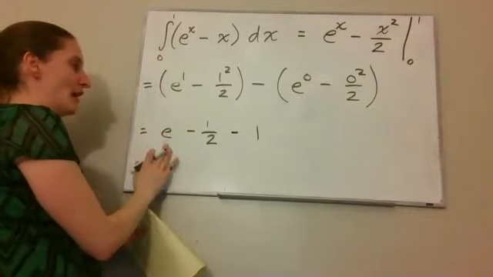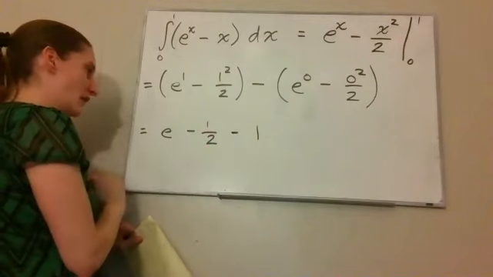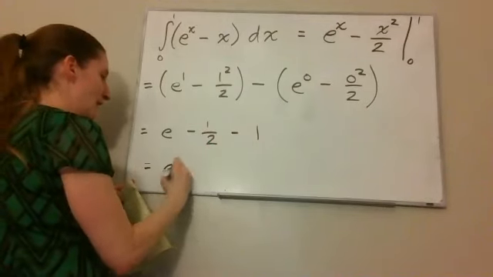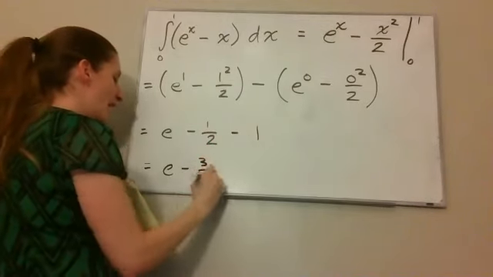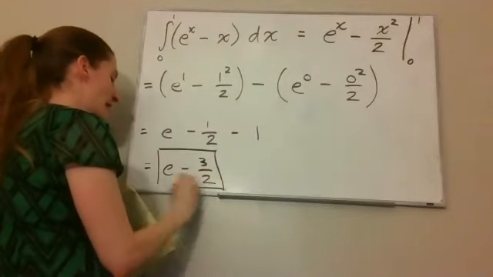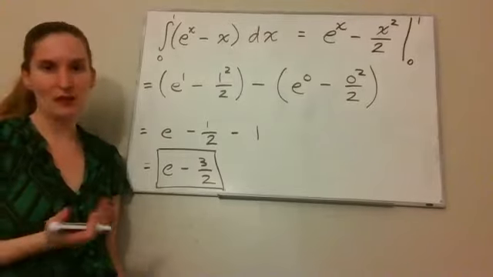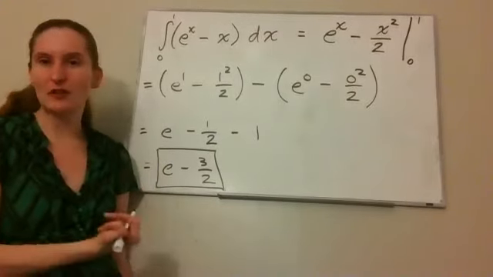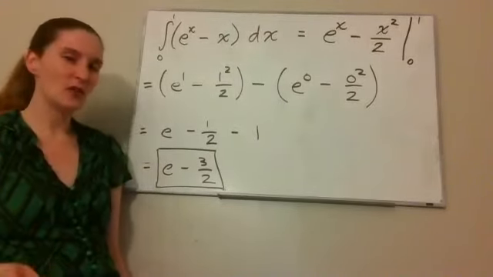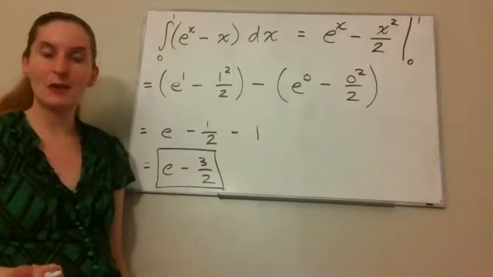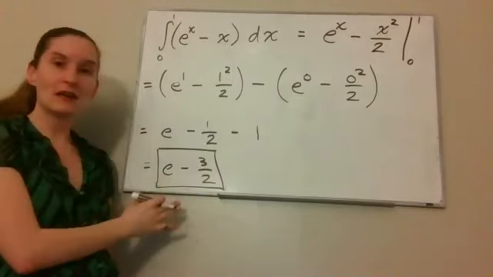So I have e minus 1/2 minus 1, which is the same thing as e minus 3/2. And I would leave my answer right there, unless you're told to round the answer. We know e is an irrational number, and unless you are told to round to a specific number of decimal places, you should leave your answers exact.